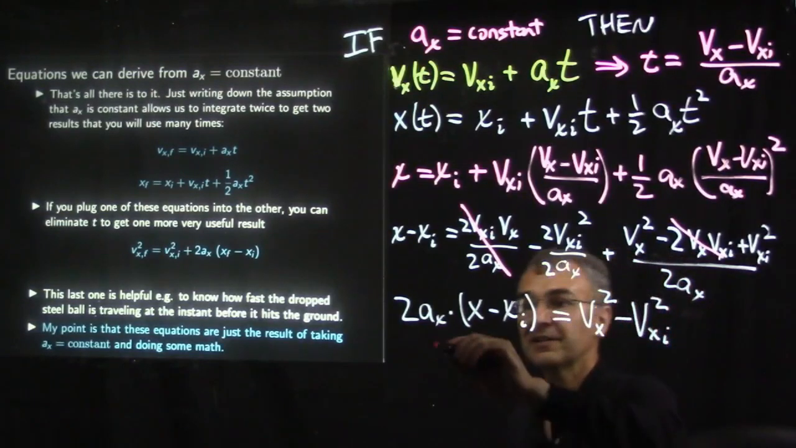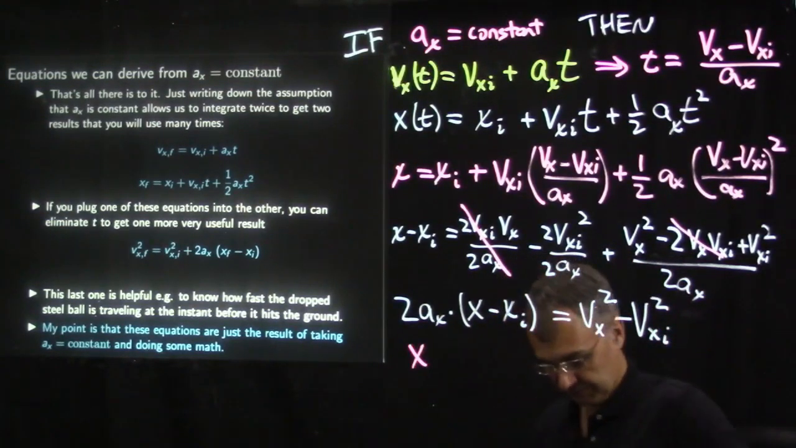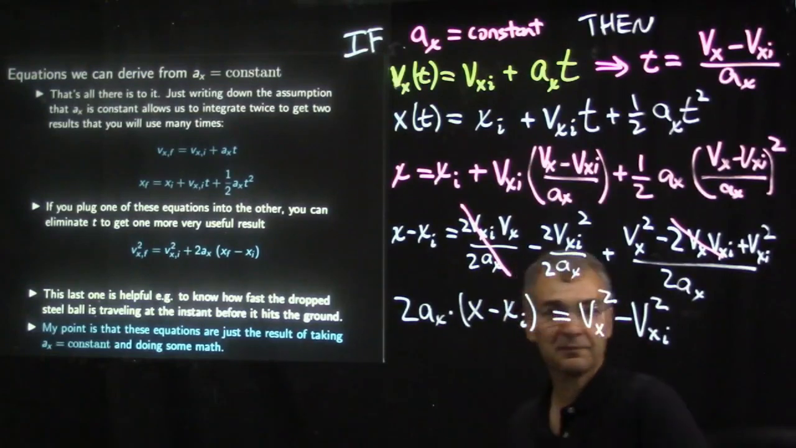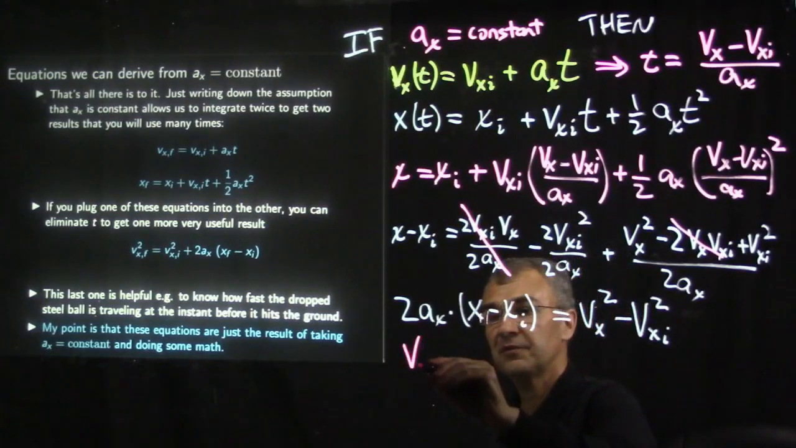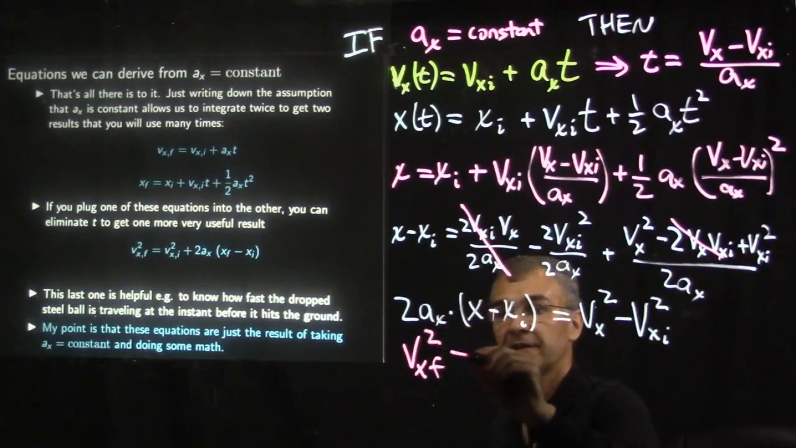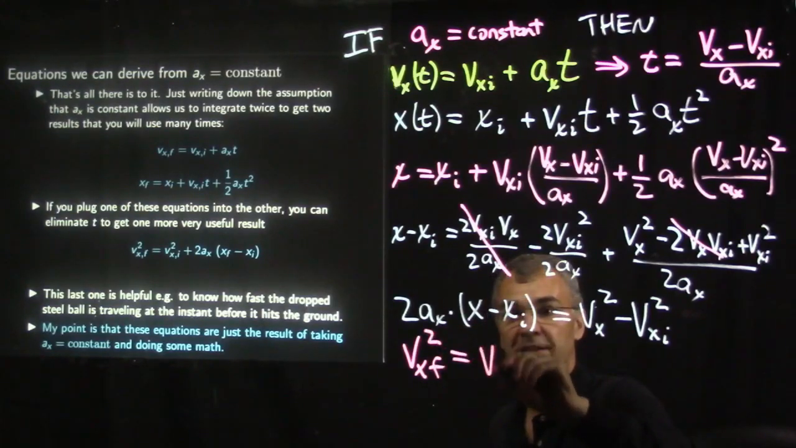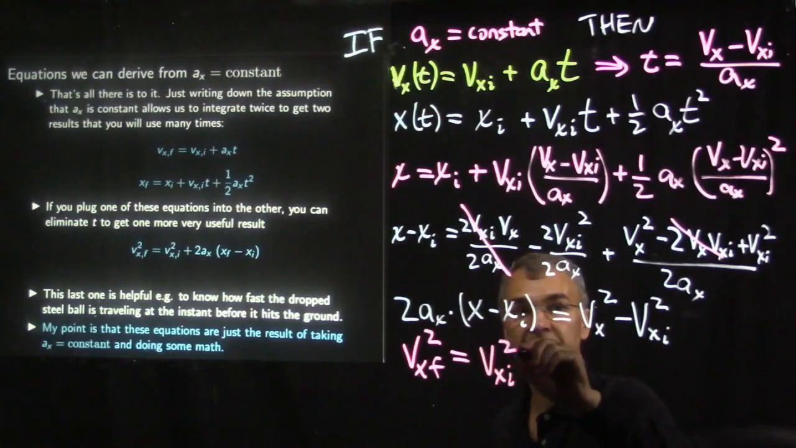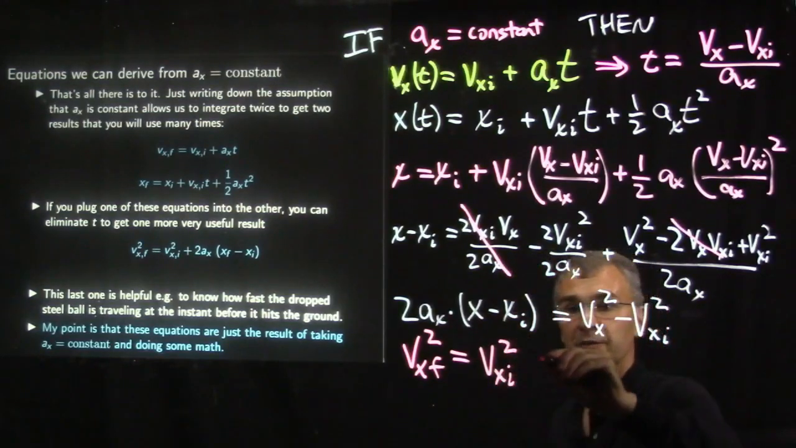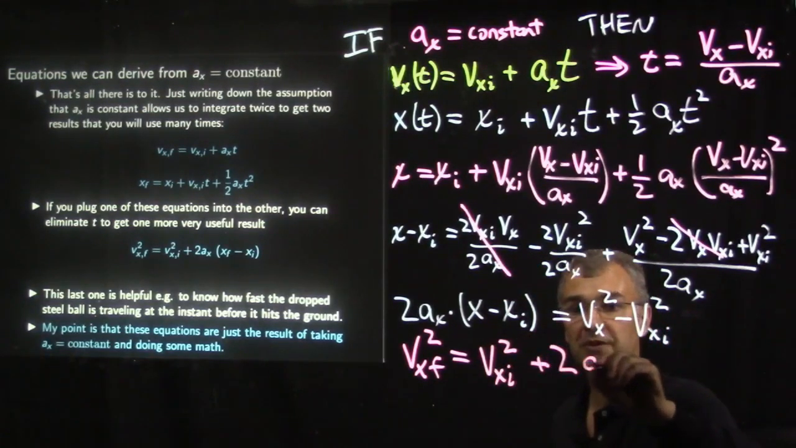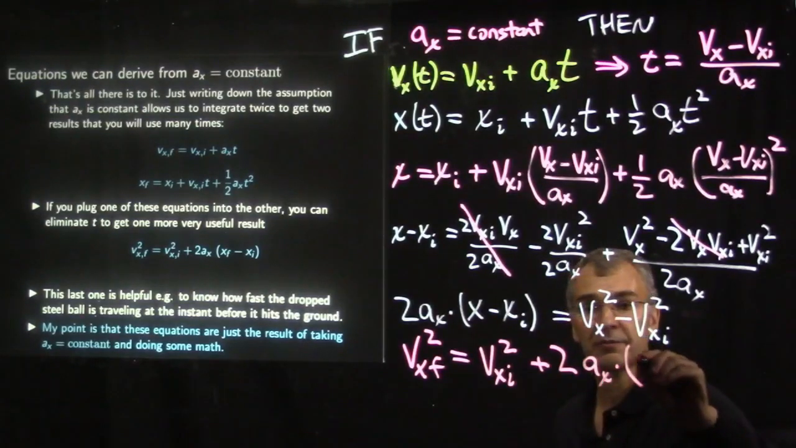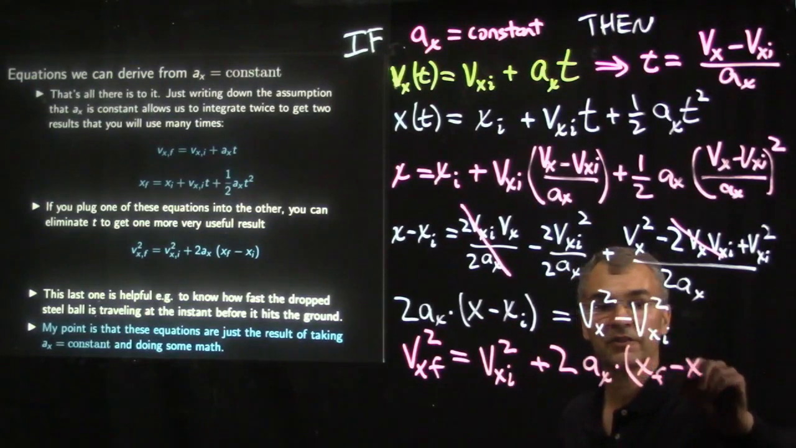So then we get vx final squared is vx initial squared, because we move this over to the other side, plus 2 a sub x times x final minus x initial.